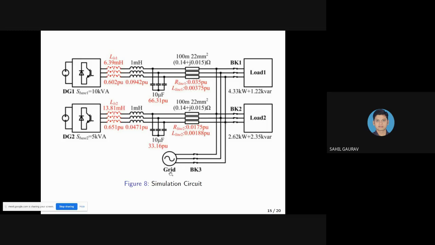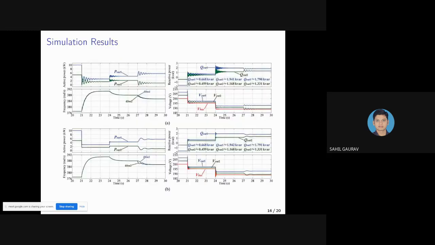And here the grid is also connected. The author has described that they have taken the grid as a loading transition, meaning from islanded to grid connected, and grid connected to islanded. They see the oscillations in the active and reactive power sharing. So here the grid is connected.